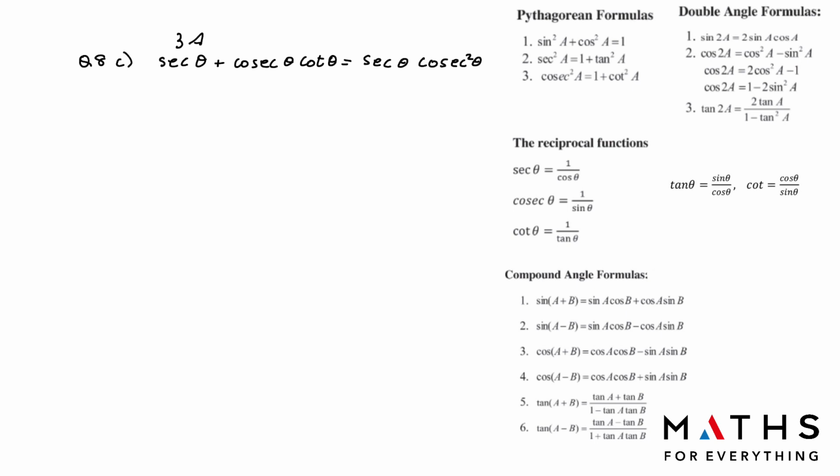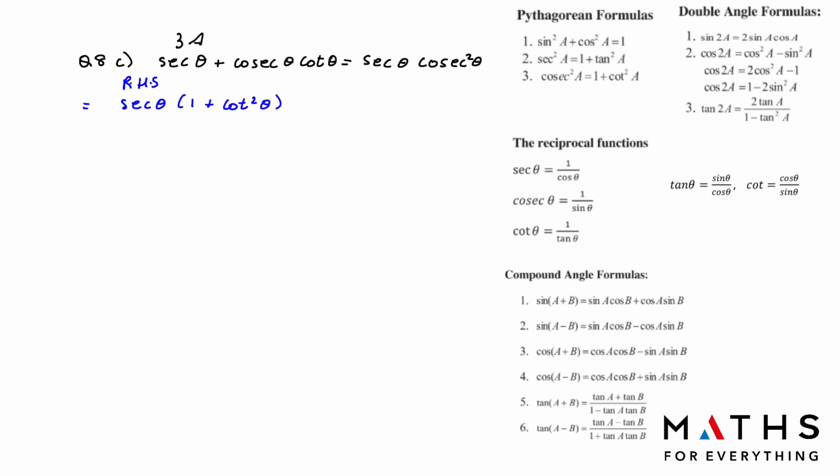In 8c we have sec theta plus cosec theta cot theta is equal to sec theta cosec square theta. Before you listen to what I have to say, pause the video and try to see if you can solve it. Do that for each question. There is a square here, so we are going to use the right hand side.